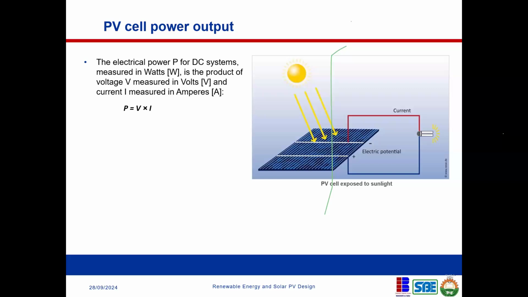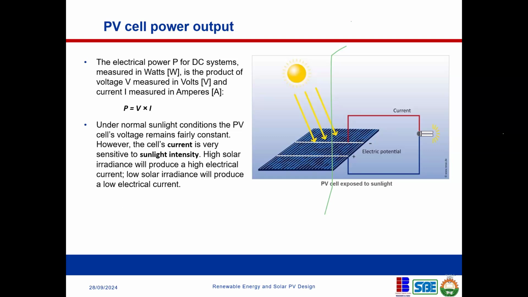Now, the electrical power P for a DC system, measured in watts, is the product of voltage, measured in volts, and current, measured in amperes. Now, all of these are just grammar. Like I said, power is equal to voltage times current.